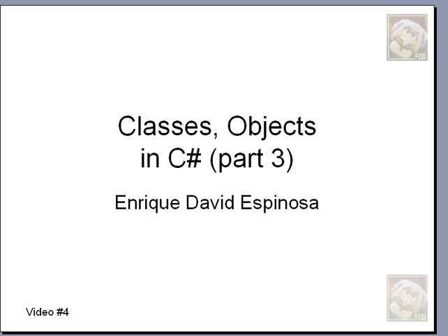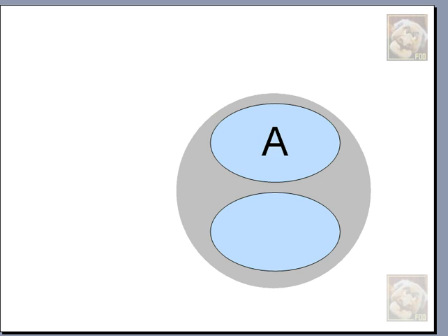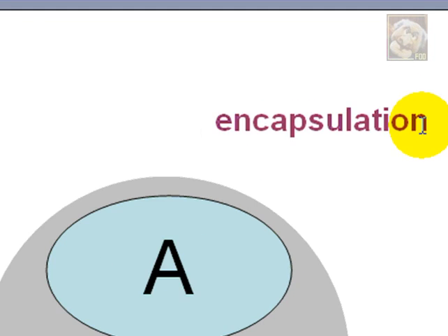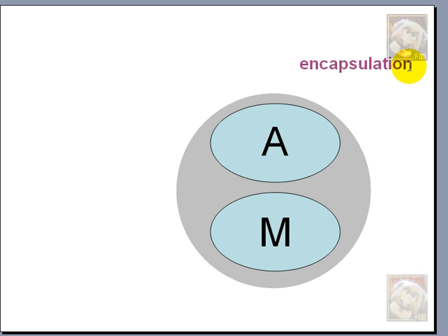We are learning how to program classes and objects in the C# programming language. This is the third video in the series. It's our turn to review the concept of encapsulation. Encapsulation is a concept that is key in object-oriented programming.